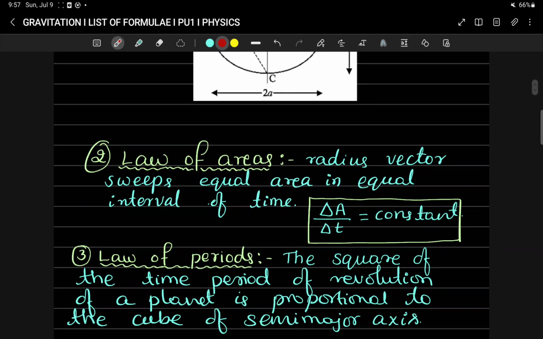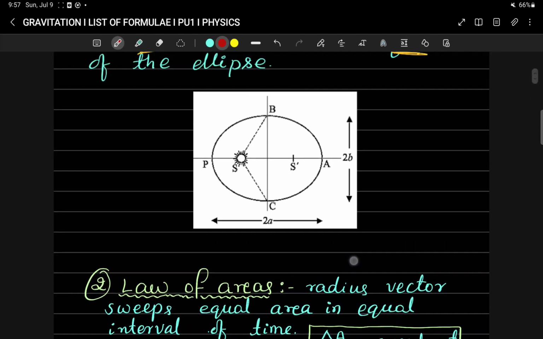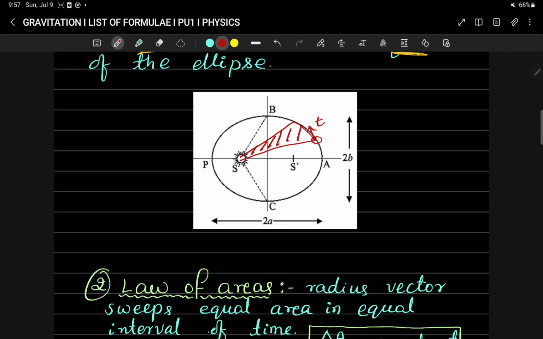Next, coming to the law of areas: the radius vector sweeps equal area in equal intervals of time. If you consider a planet moving in its orbit with some particular velocity, it covers some area. Let me consider time t. It covers the same area in time t here also. This area is swept by the same planet in the same time t, for example 1 hour or 2 hours. So this time is 2 hours.